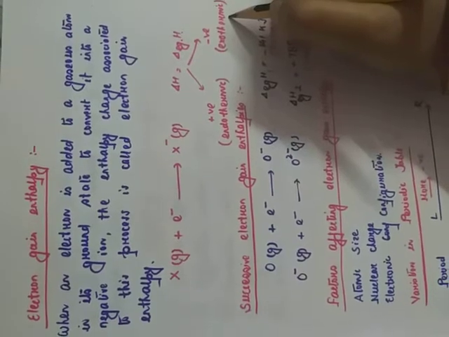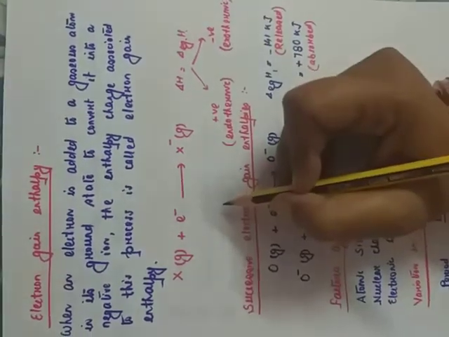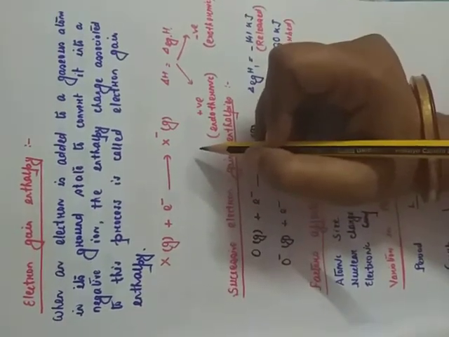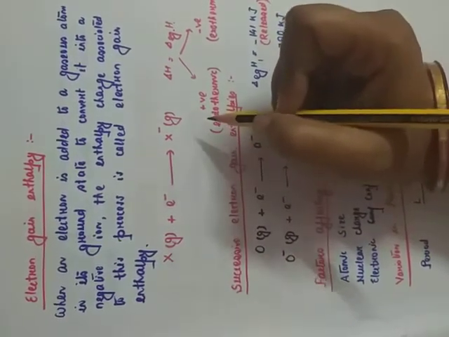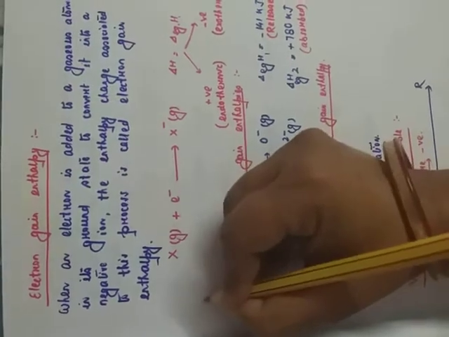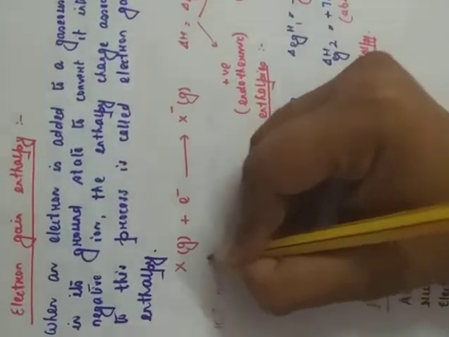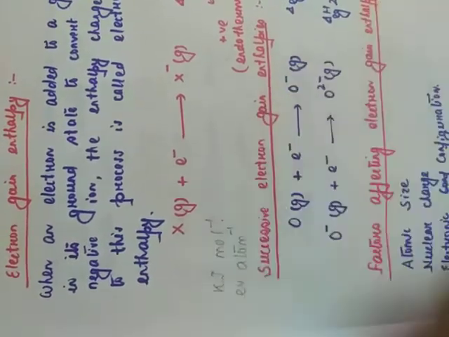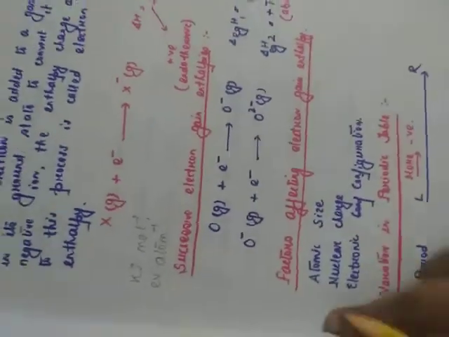That is, the electron gain enthalpy is usually measured either in electron volt per atom or in kilojoule per mole. And the conversion of electron volt per atom and kilojoule per mole has already been discussed.